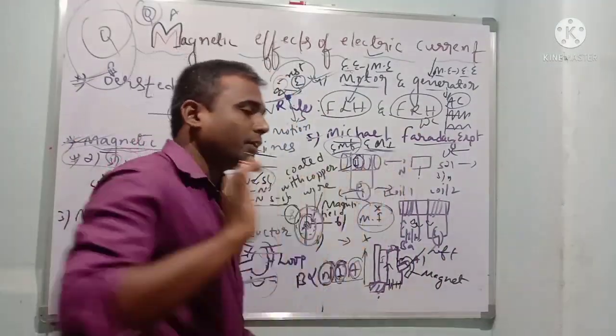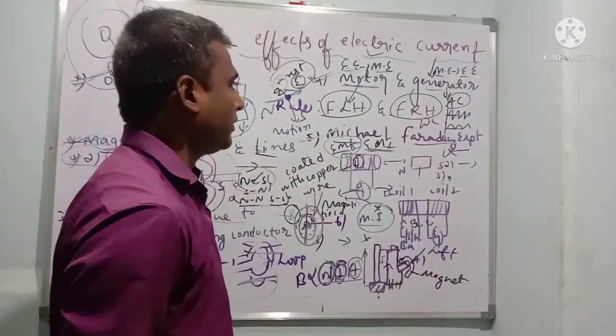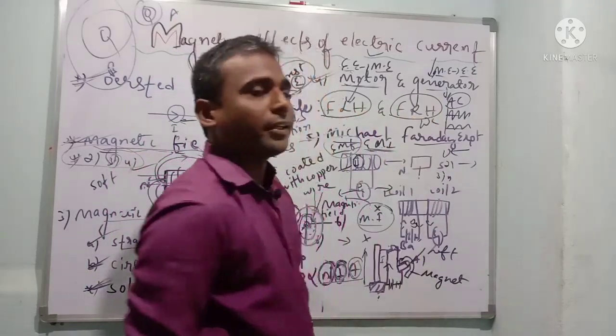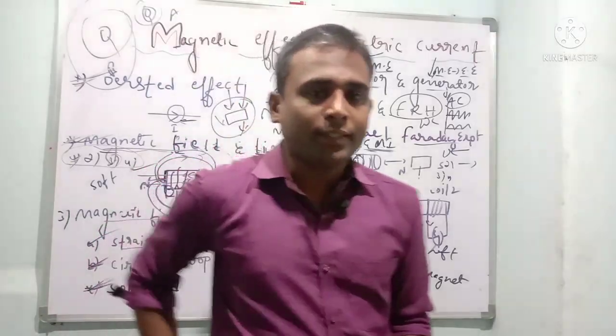Next, by increasing the speed of the magnet. So this is about Michael Faraday's experiment. Now let us come back to here. FLH, FRH: Fleming's left hand rule and Fleming's right hand rule. Let us first understand Fleming's right hand rule.